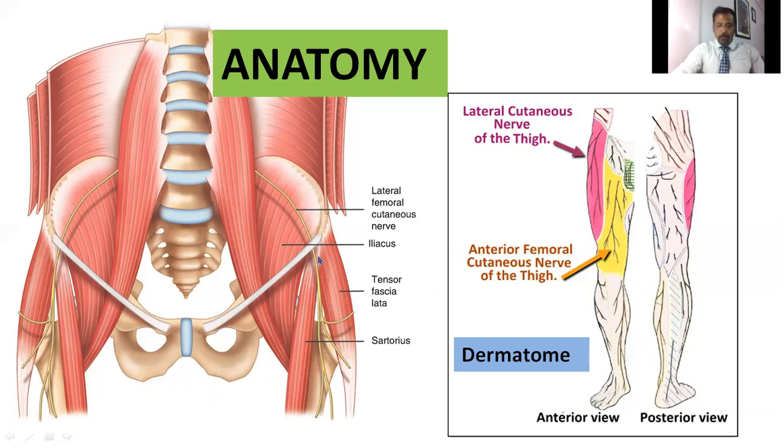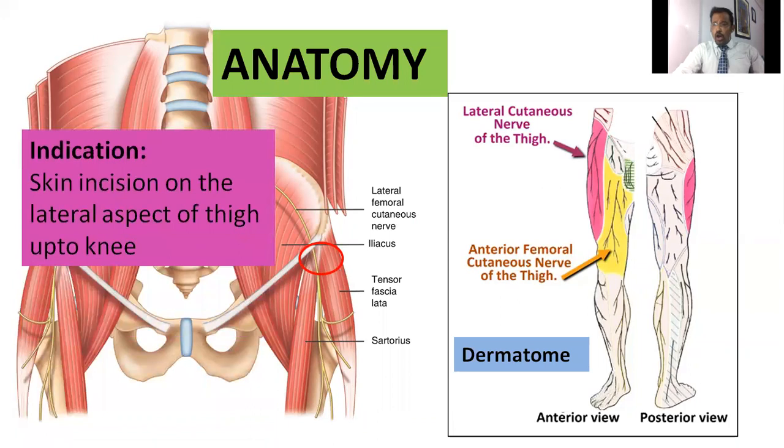And we usually block the lateral femoral cutaneous nerve where it lies just at the lateral end of the sartorius muscle, between the sartorius and tensor fascia lata muscle. For almost all skin incisions on the lateral aspect of the thigh up to the knee, the lateral femoral cutaneous nerve has to be blocked. This is the most important nerve to be blocked, and I will request each and every one to know how to block it, because in almost all hip surgery or thigh surgery, the incision is on the lateral aspect of the thigh.